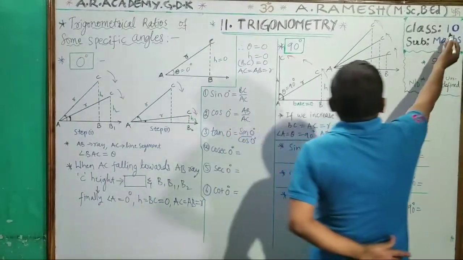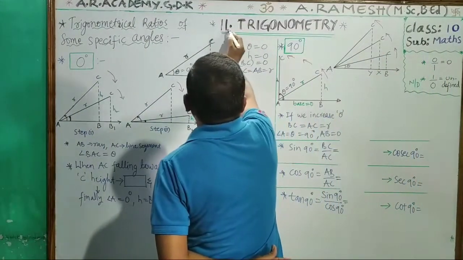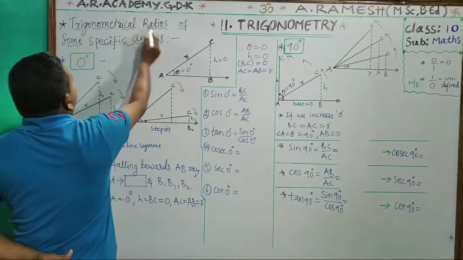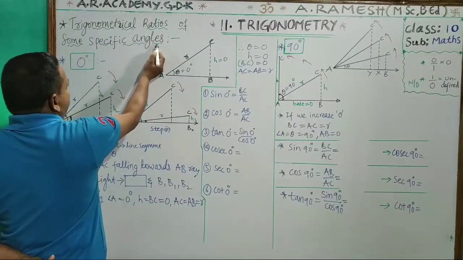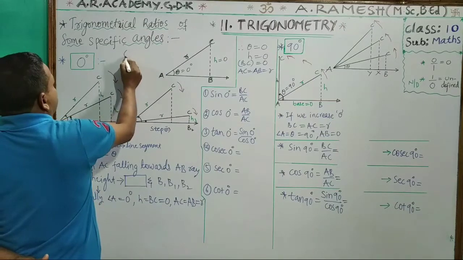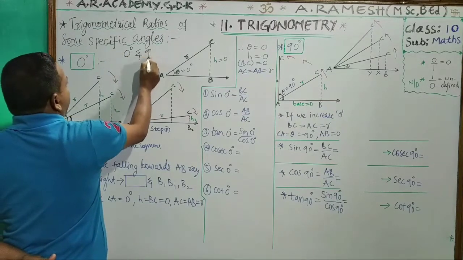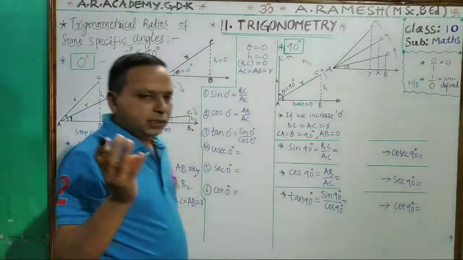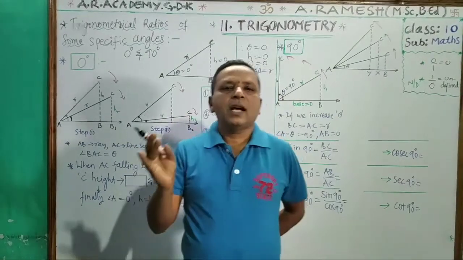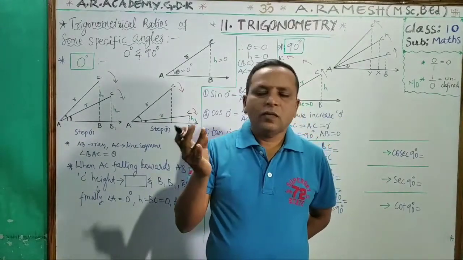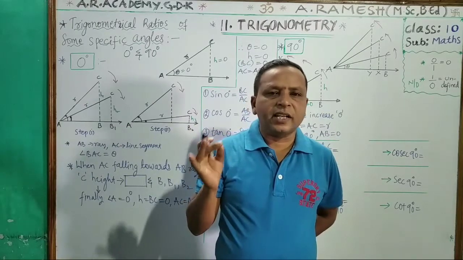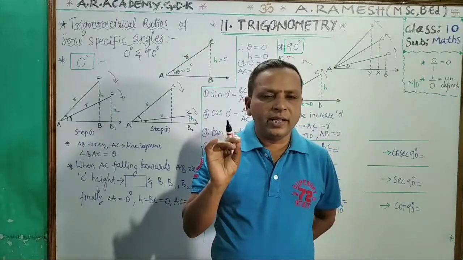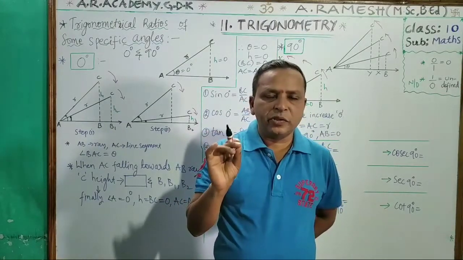Today, 10th class Maths, 11th chapter Trigonometry. We are going to discuss trigonometrical ratios of some specific angles, that is 0 degrees and 90 degrees. In earlier videos, we discussed the trigonometrical ratio values of 30 degrees, 45 degrees and 60 degrees. Children, today we are going to discuss the trigonometrical ratio values of 0 degrees and 90 degrees.